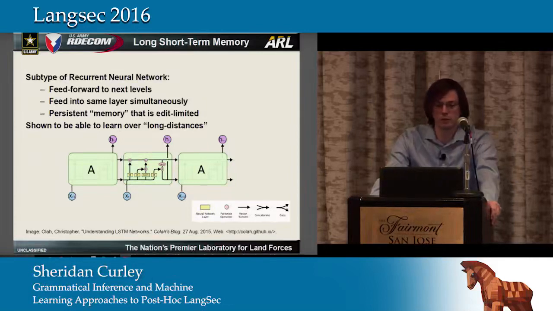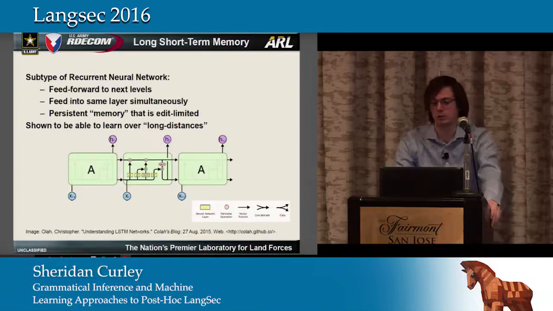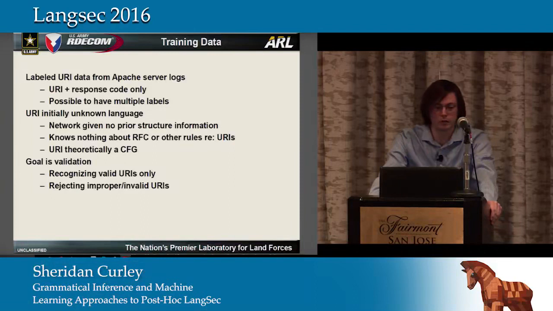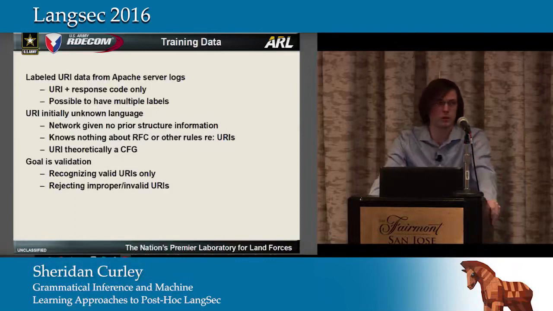The nice thing about LSTMs is that they're able to learn over what are called long distances. So if we're discussing something like trying to learn a language, that's what we're interested in because we'd like to have some kind of dependency across the characters. So with that as our network idea, the training data we're using is labeled URI data from Apache server logs. We stripped out all of the stuff like IPs and any kind of headers or anything like that. It's literally just the URI plus the response code from the server given that URI. It is possible because of this you could have multiple labels, especially once we start grouping.